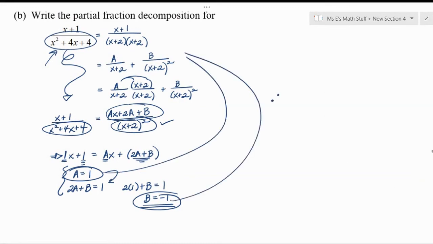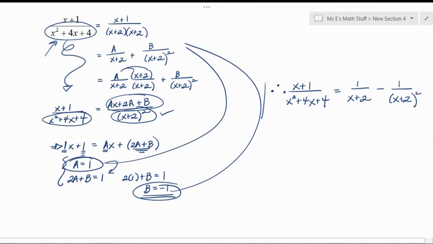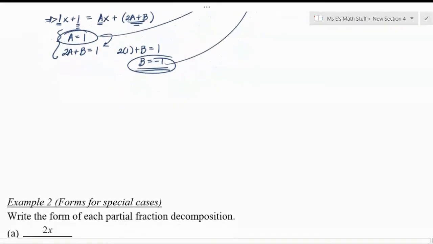So the conclusion would be that if you have x plus 1 over x squared plus 4x plus 4, it could have come from adding the following fractions together. 1 over x plus 2 plus, or minus, I guess, 1 over x plus 2 quantity squared. There we go, my friends. Okay, I hope that makes sense. Let's move on to the next example.